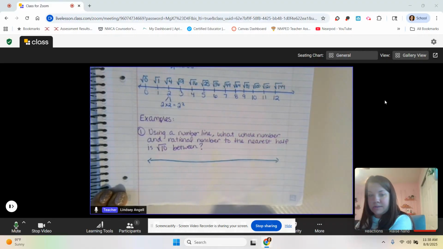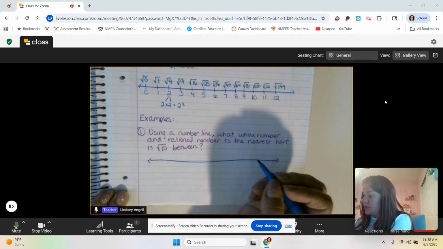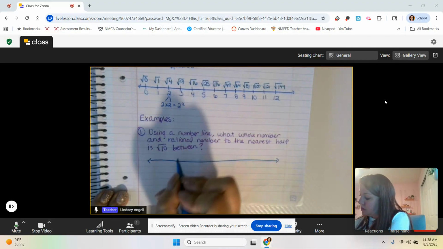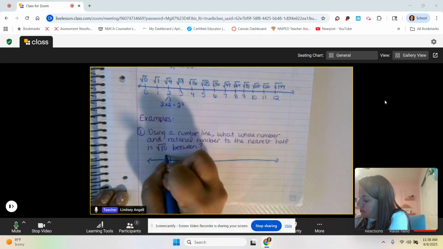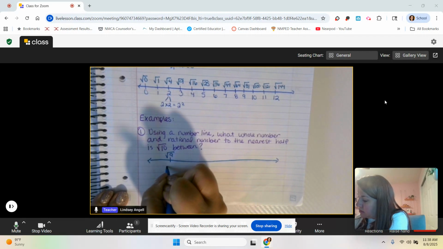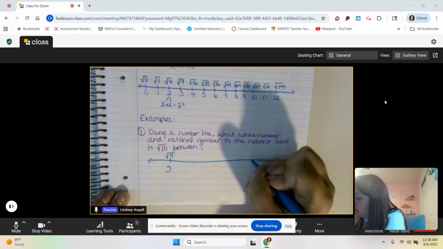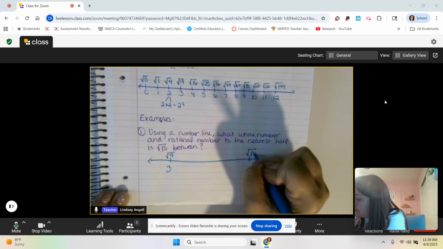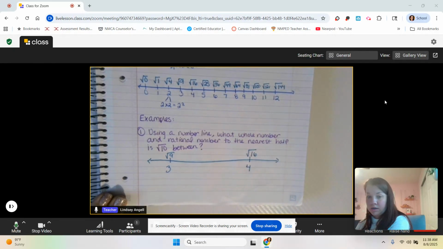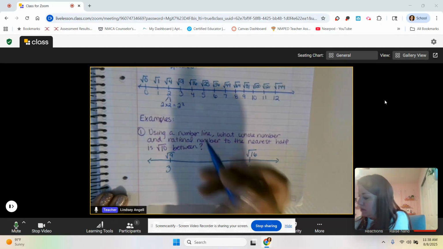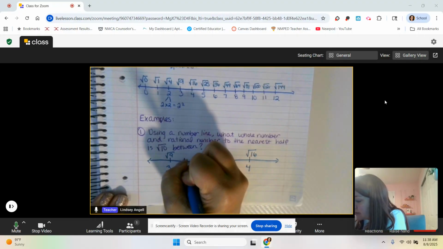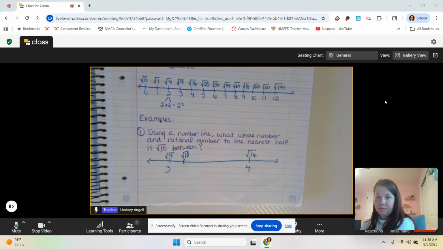That was not a very straight line, was it? Let's start setting that up. So the square root of 9, which is equal to 3, and the square root of 16, which is equal to 4. Well, 10 is way closer to 9 than it is to 16, so I could put that right here. It's going to be somewhere right around there.